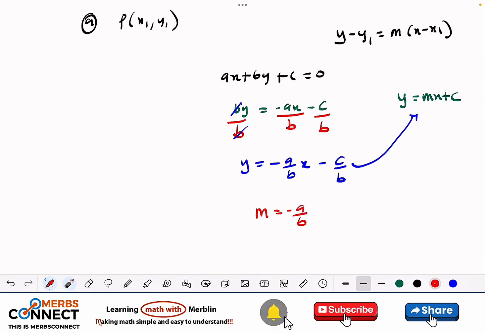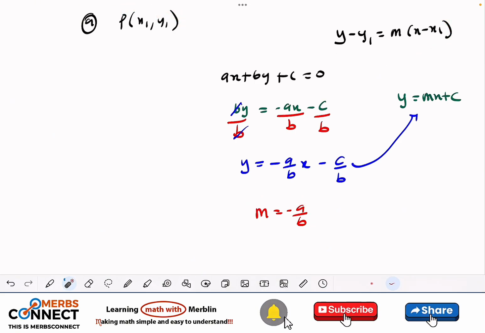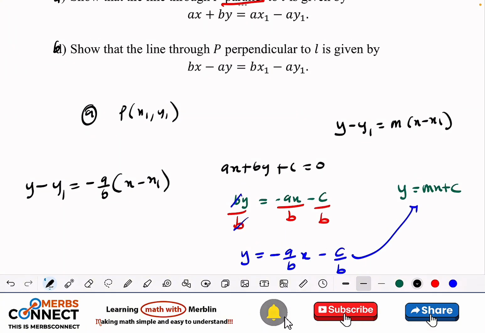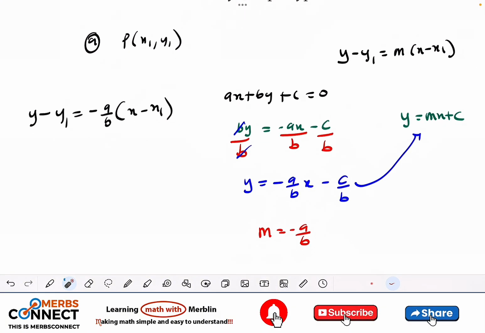When you compare this one to this, we can clearly see that our slope is minus a over b. Good. So now that we know the slope and we know the point, we can plug it inside the equation of the line. This is going to give us y minus y1 equals, the slope now is minus a over b, times x minus x1. So all we need to do is simplify and show that it is equal to this.